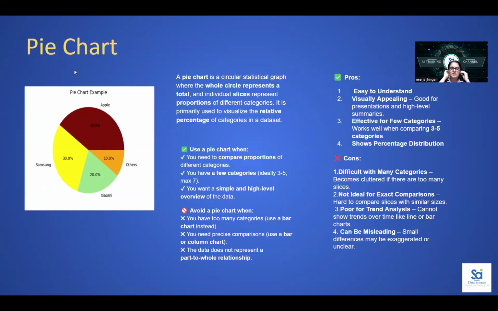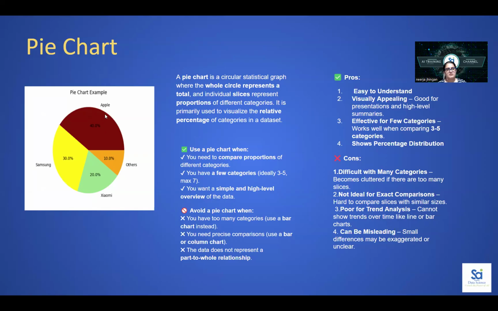Basically in real time, you use it rarely. I never used it, frankly speaking. But this is also a good graph. You require it sometimes. It shows the percentage of each category and shows each slice with different colors. You can see we have two, two, four slices, right? So it is showing the distribution, how much percentage of Apple values are in your data set, 40%, and others means it may be a mix of other fruits, and this is the Xiaomi and Samsung.